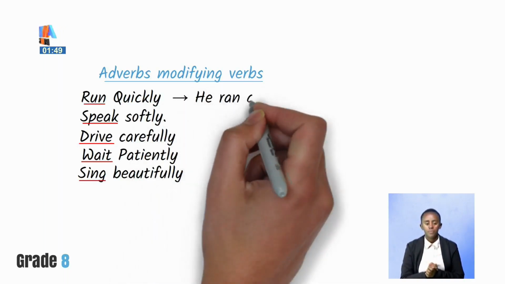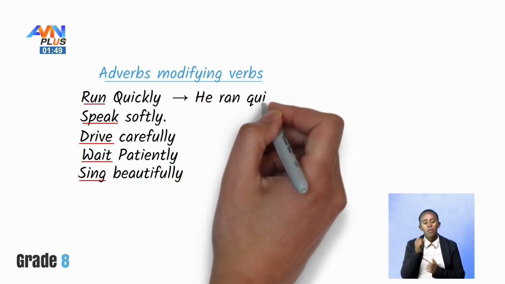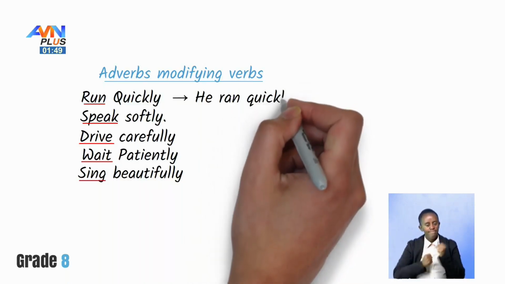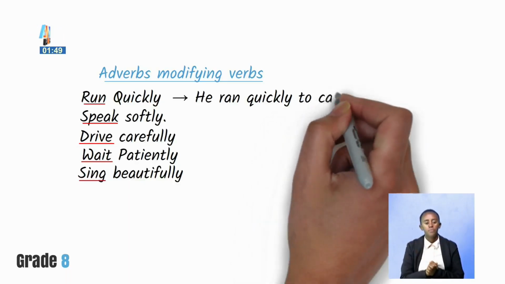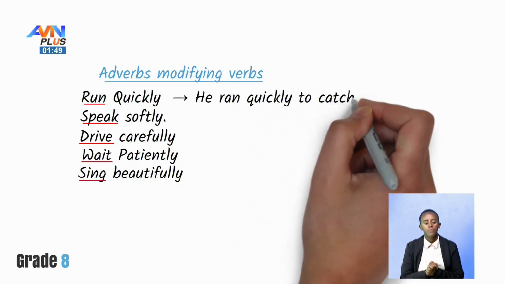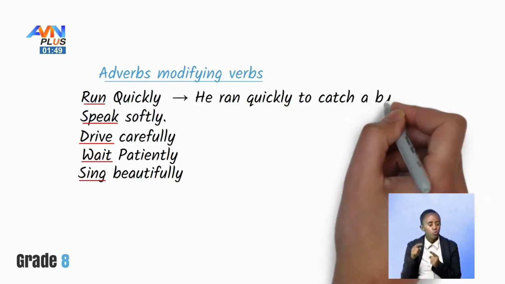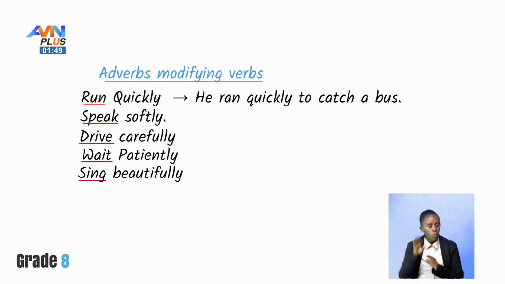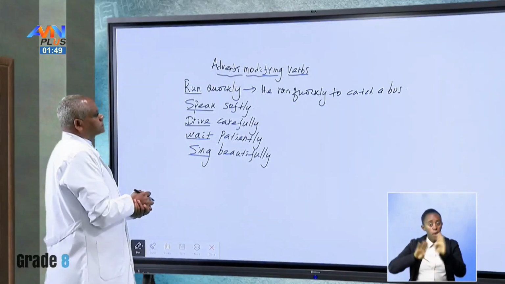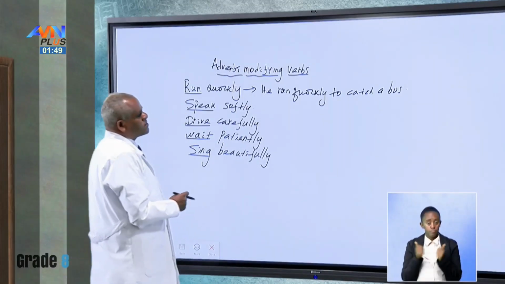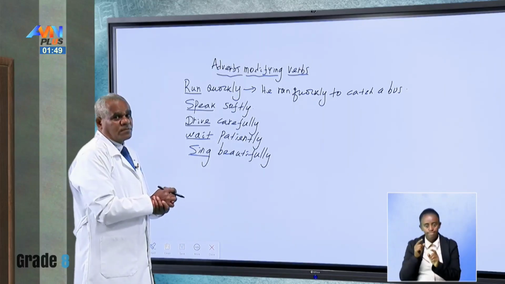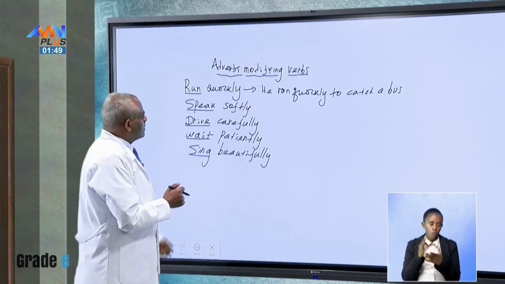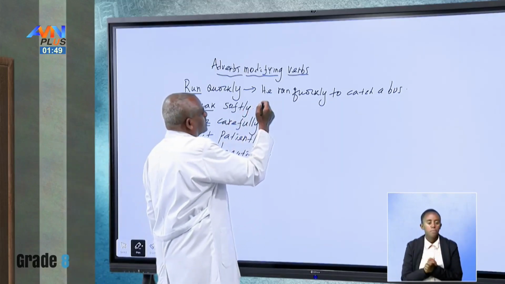He ran. Okay, he ran quickly to catch a bus. See? He ran quickly to catch a bus. Or you are welcome to say, he runs quickly to catch a bus, in the simple present tense form. That's good.